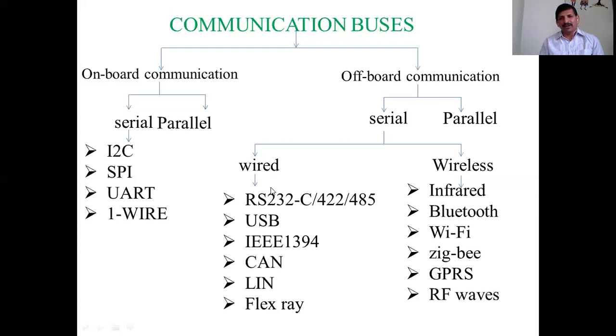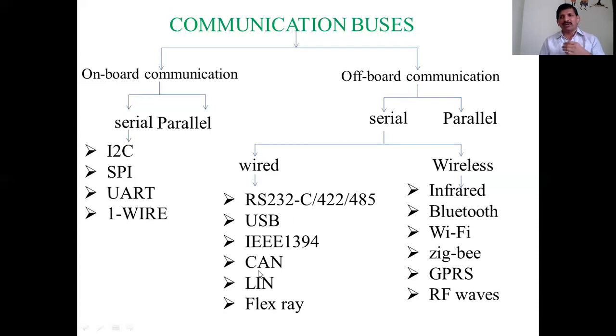Next, the wired communication buses. The communication bus is the RS-232 cable or 422 cable or 485 cable. Next, universal serial bus, USB cable. Everyone knows that one. Next, IEEE 1394, that is Ethernet cable. Next, CAN, controller area network, CAN communication bus. Next, LIN, local interconnect network, and FlexRay. These are different communication buses.